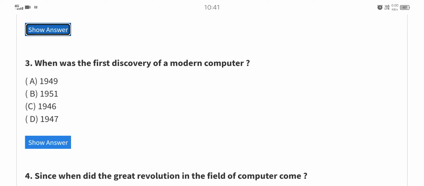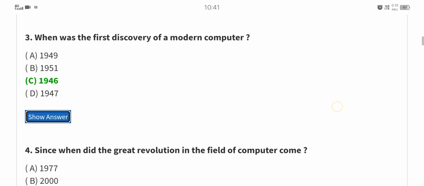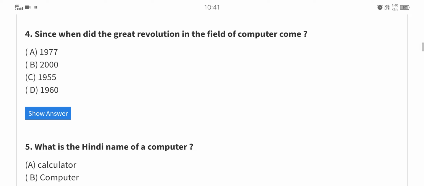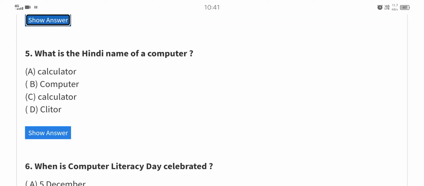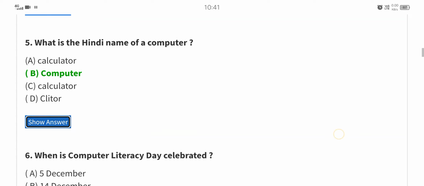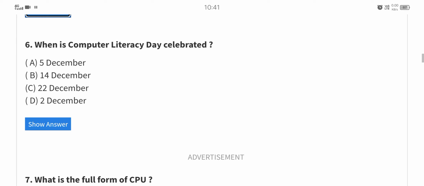When was the first discovery of modern computer? 1946. Since when did the great revolution in the field of computer come? 1960. What is the Hindi name of computer? Computer या संगणक. When is the Computer Literacy Day celebrated? 2 December.